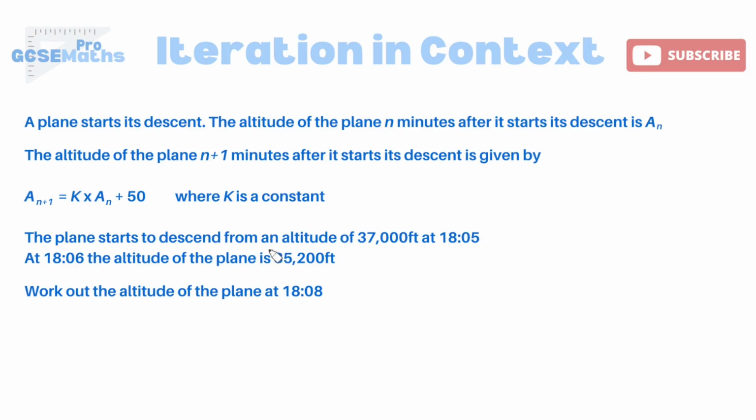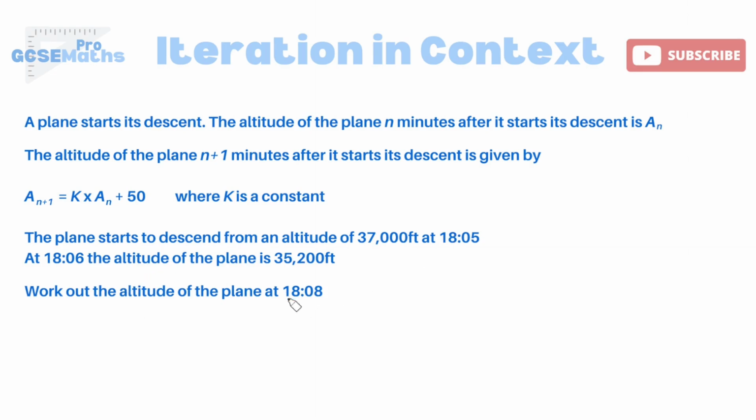The plane starts to descend from an altitude of 37,000 feet at 1805. At 1806, the altitude of the plane is 35,200 feet. Work out the altitude of the plane at 1808. So a slightly harder question here, although it's still iteration. Can you see how we've been given some kind of iterative formula? And now we're working in minutes instead of days or hours. Now, we don't actually have the whole formula though, because we don't know what k is. And obviously we need to know what k is in order to get an actual numerical answer. That's why we've been given this extra piece of information here.